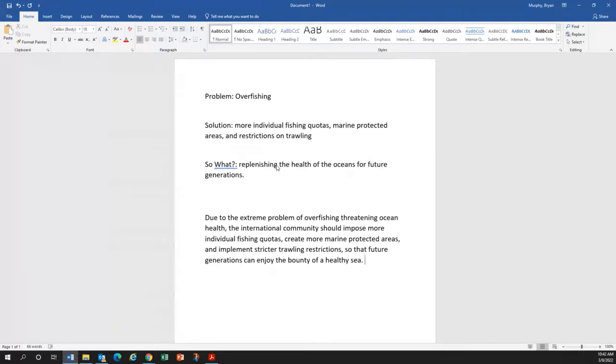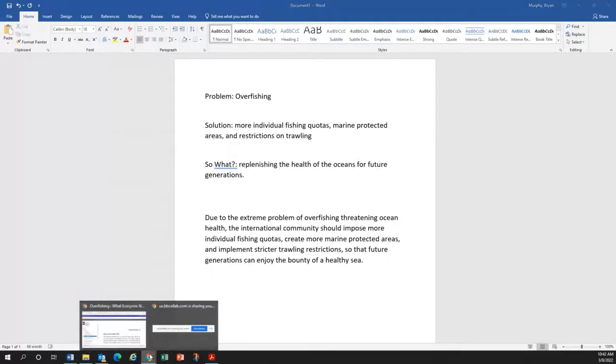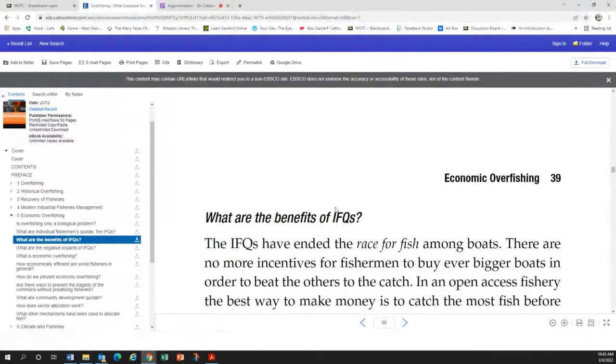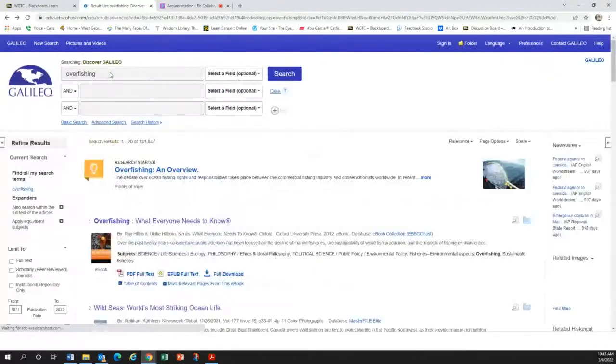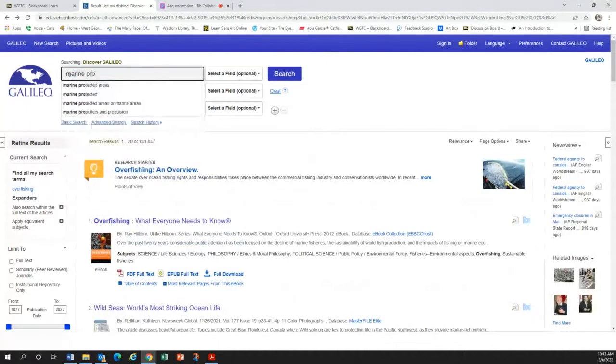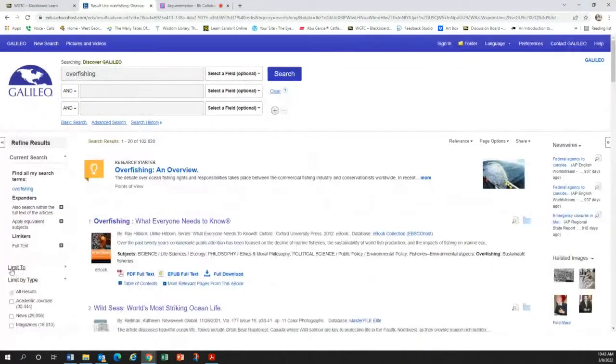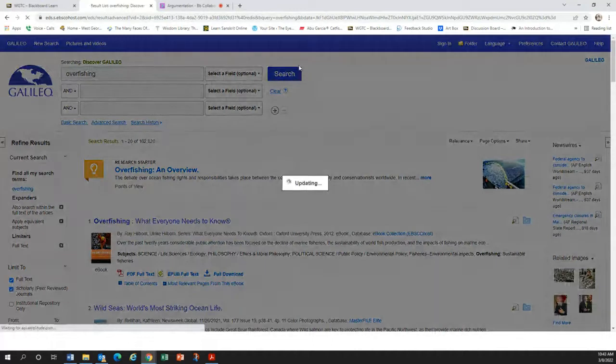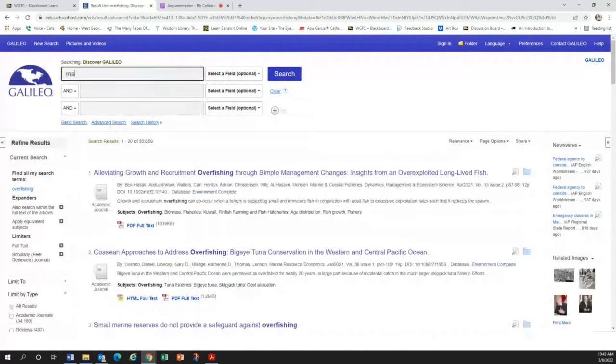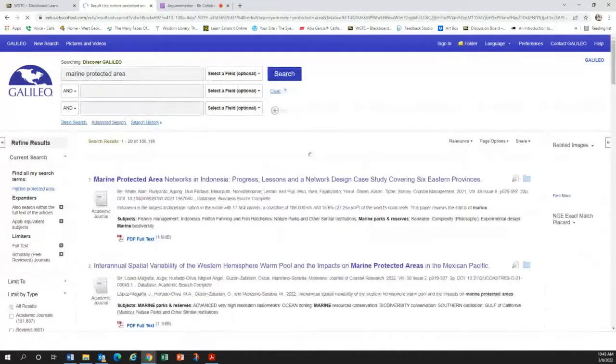Now what we do is we go back to Galileo. We can use that textbook source to find some of the information we need. But remember, there's a 2-source minimum, and really more sources could help you. So we'll go back, and now we have that list of search terms, right? So now we're going to type in marine protected area, and we're going to do full text scholarly journal over here on the left. That's going to help us somewhat. We're going to hit search.